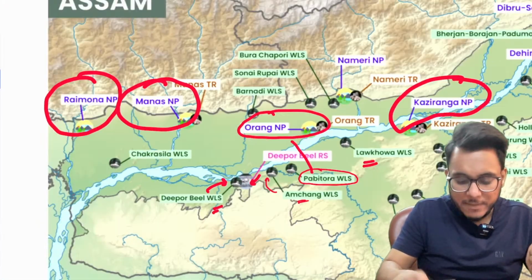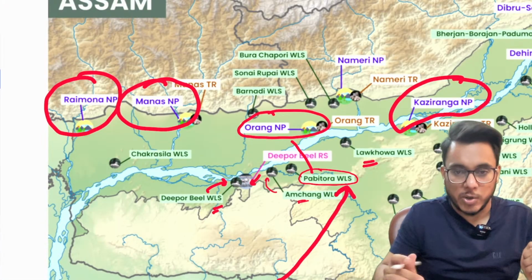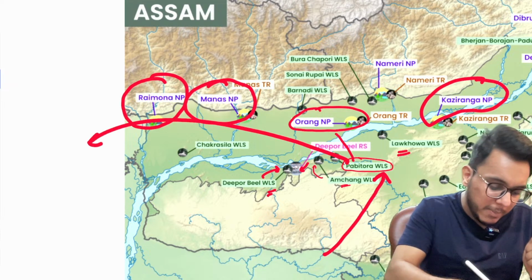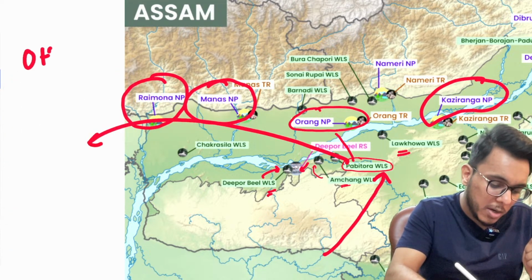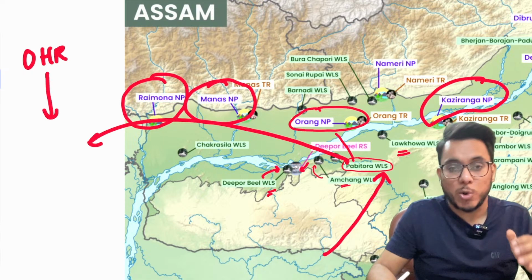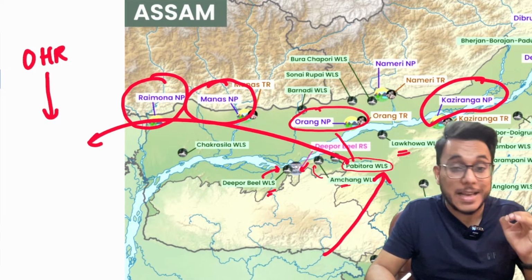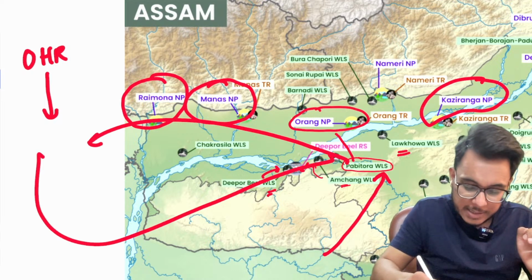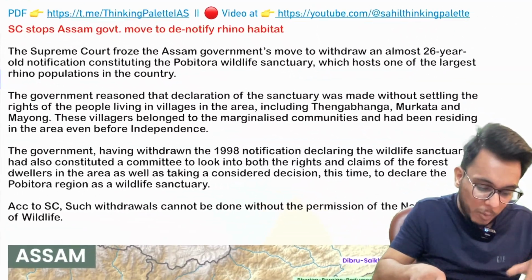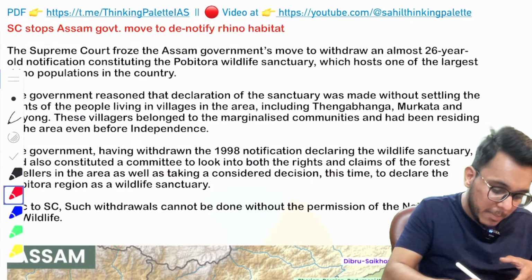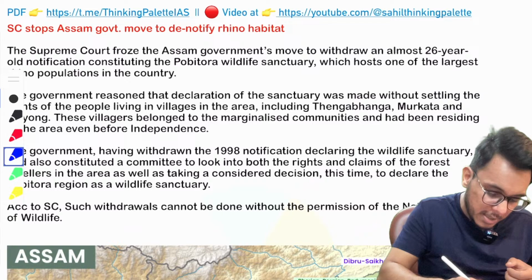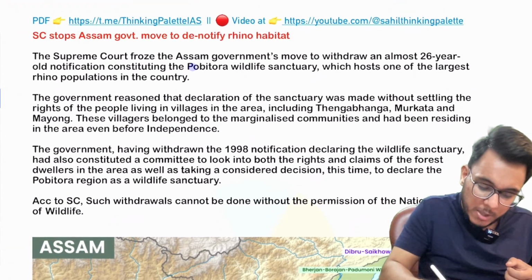Today we are going to discuss the Pobitora Wildlife Sanctuary. First of all, keep in mind that it is very important because of the one-horn rhino. I'm talking about concentration, not population: the highest concentration of one-horn rhino is in the Pobitora Wildlife Sanctuary. Therefore, it is important from the environment point of view. Now, what has happened recently? Recently, the Assam government has decided to withdraw the notification by which they constituted the Pobitora Wildlife Sanctuary.